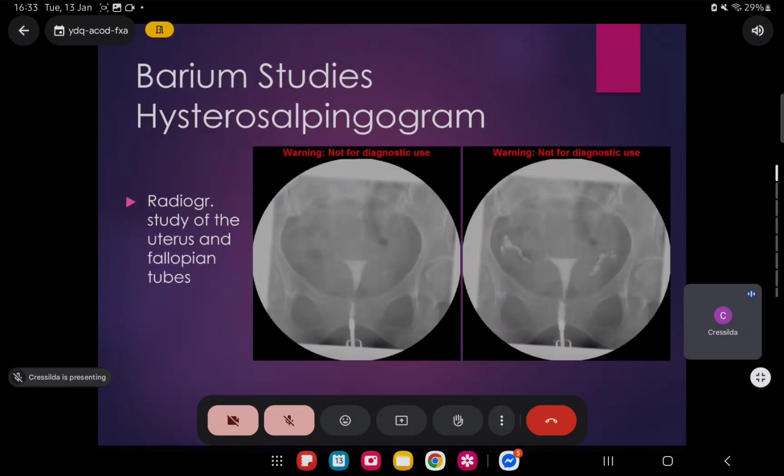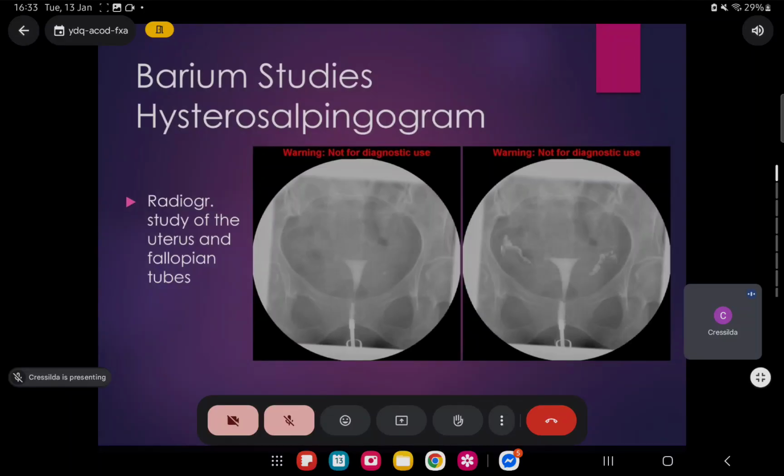But for the women, also, we have a study called a hysterosalpingogram. This is a fluoroscopic examination of the uterus as well as the fallopian tubes. This is most commonly used in the investigation for infertility or recurrent spontaneous abortions.